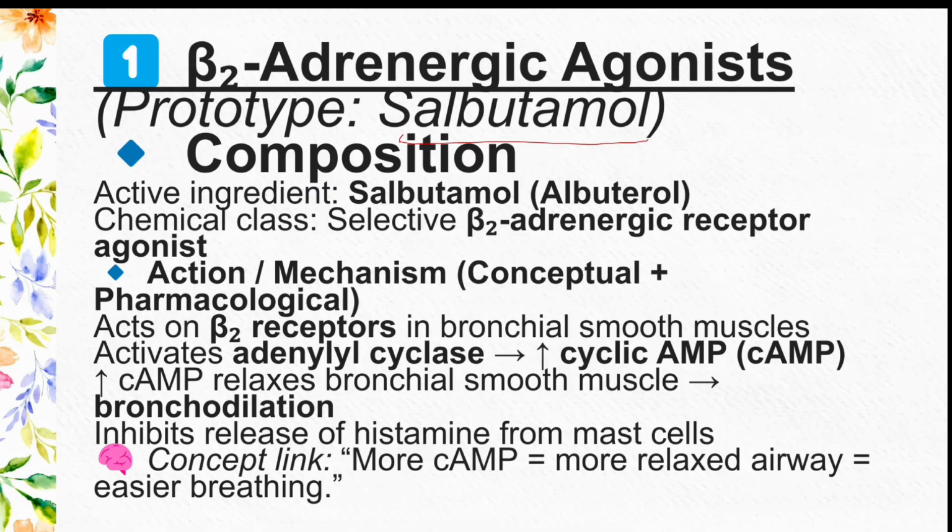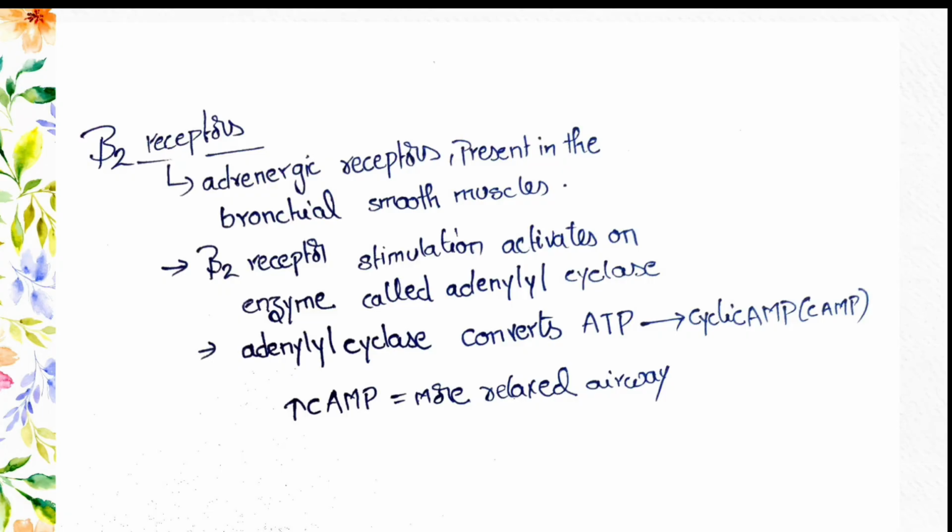So now we'll discuss how any type of beta 2 adrenergic agonist drug works, for example salbutamol. We need to know the mechanism; the mechanism is very important for every drug. Here it says this drug will act on beta 2 receptors in the bronchial smooth muscle, which activates adenylyl cyclase. Now what is adenylyl cyclase? Nobody knows what it is, so we'll discuss it.